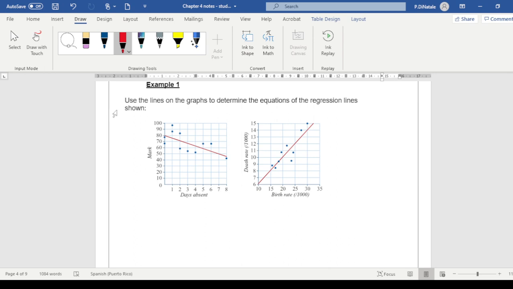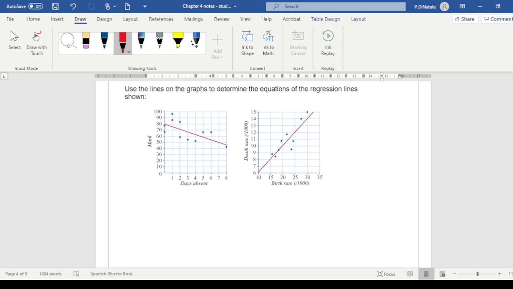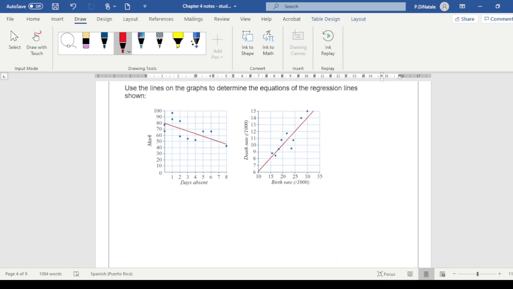Okay, example 1. Use the lines on the graphs to determine the equation of the regression lines shown. Okay, so here, if they give you the line, you have to work it out, of course. Now, choose 2 points that you can see. So I would be choosing here 7 and 50 because I can see that point very, very clearly. So I'm just going to make it bigger. And I'll choose 0 and 80. So 7 and 50 and 0 and 80.